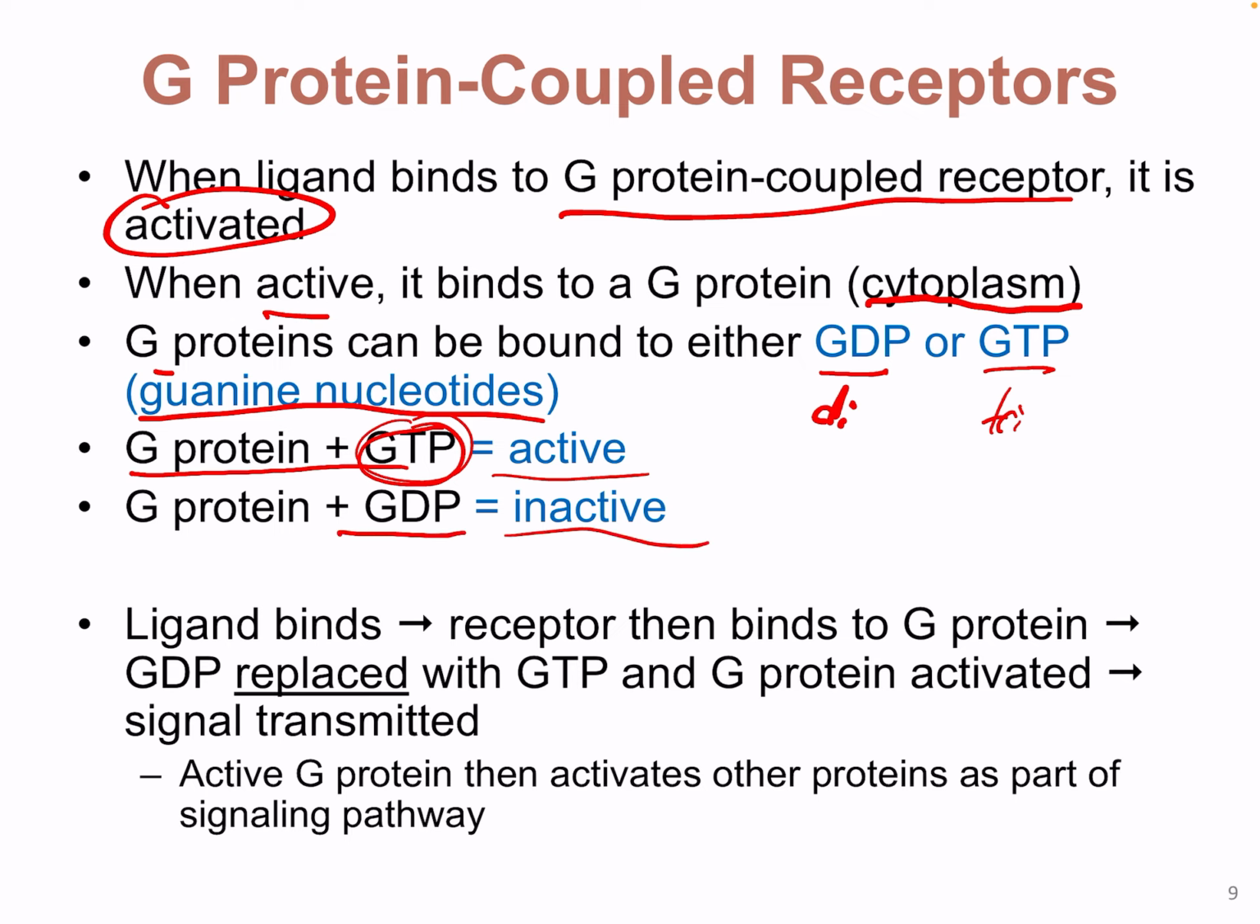So this ligand binds, then the receptor binds to the G-protein. This GDP is replaced with GTP, so now it's providing that energy, and this G-protein becomes activated, and the signal is then transmitted. This active G-protein then activates other proteins as part of a signaling pathway, which we'll talk about in a second.